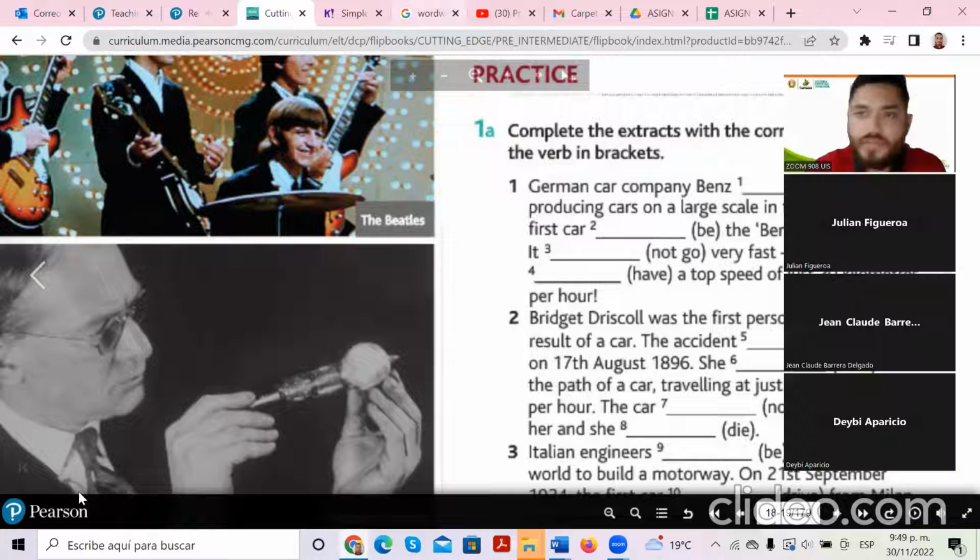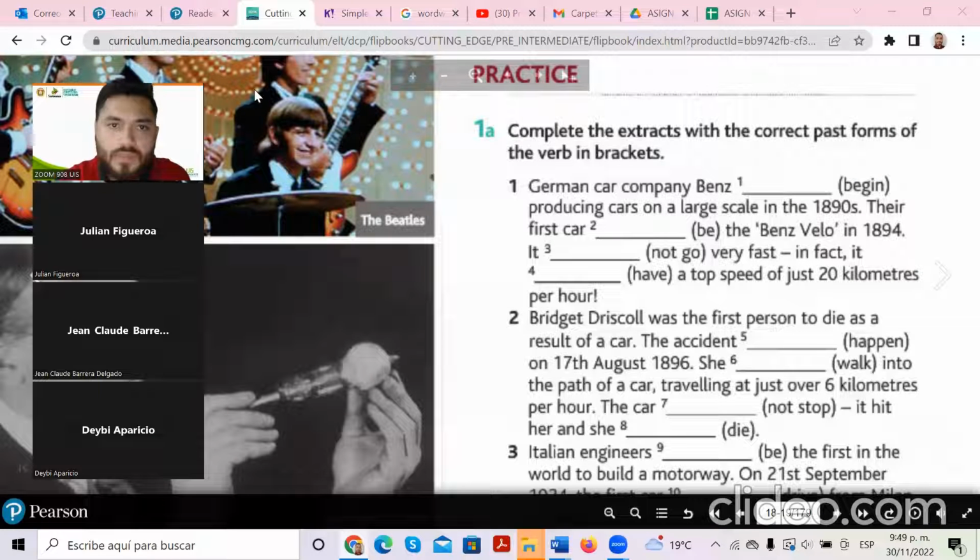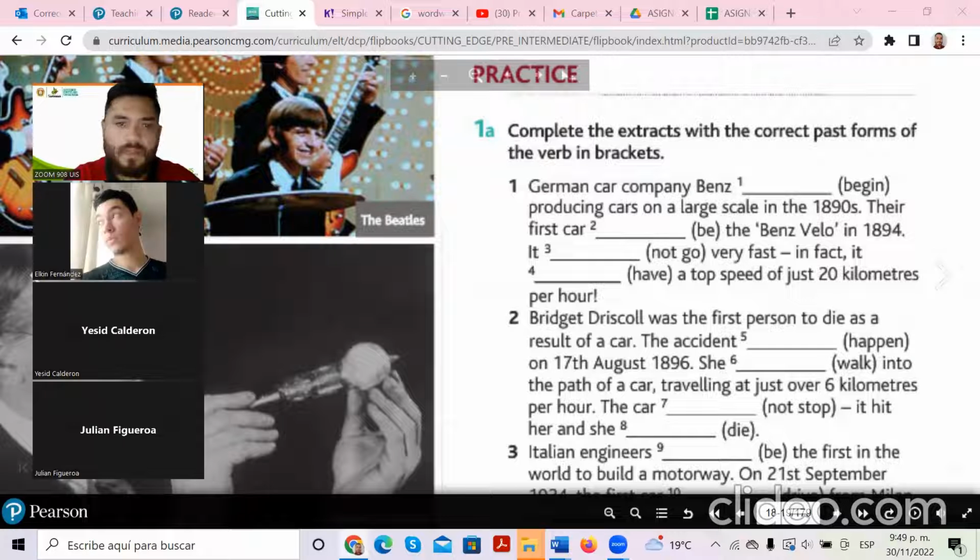Okay, so let's check the answers together. German car company Benz began producing cars on a large scale in the 1890s. The first car was the Benz Velo in 1894. It didn't go. Excellent, that's correct. Thank you. It didn't go very fast. In fact, it had a top speed of just 20 kilometers per hour.